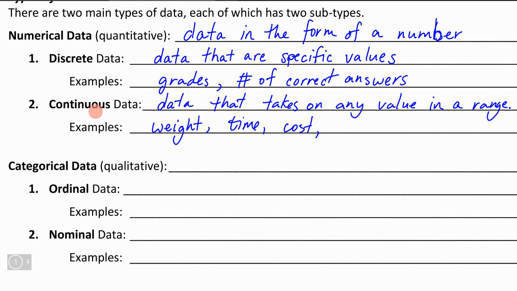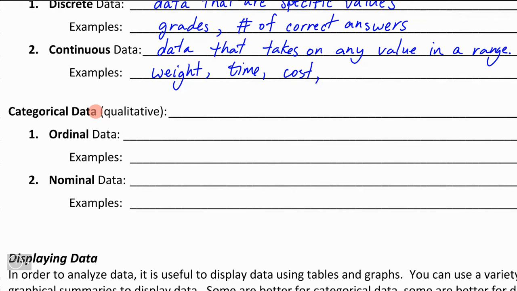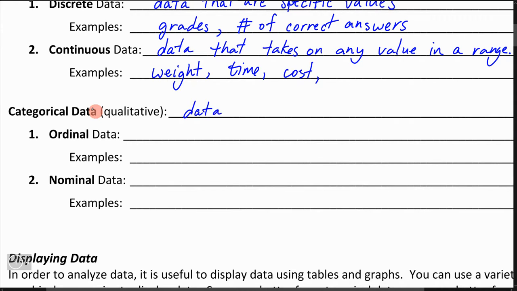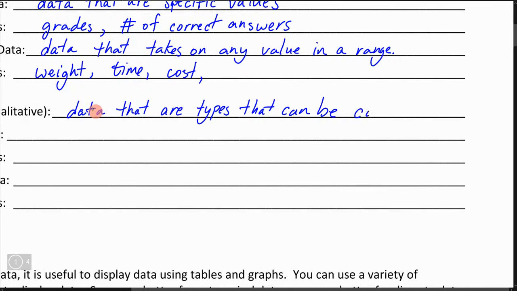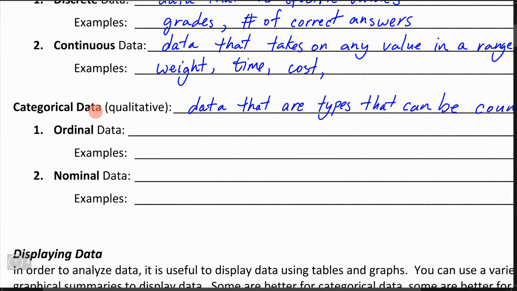All right, so on the other set of data, we also have categorical data. So data that can be in the form of a number, but it could still be data that's counted. But it's more like qualitative data. So data that are types that can be counted. Okay, so one subtype of that is ordinal data. So this is data that can be ranked.